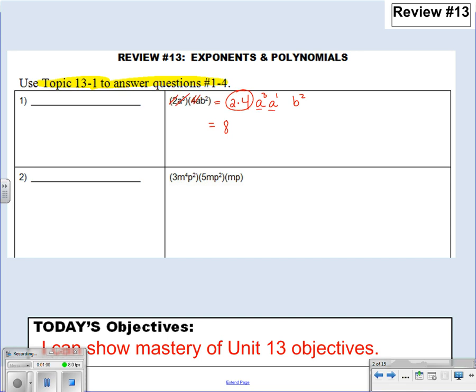When I have the same bases, that means we can add their exponents. So 3 plus 1 is 4. So now I have a to the 4th power, and there's only a b squared, so b squared is there. So our answer is 8a raised to the 4th power, b raised to the 2nd power.